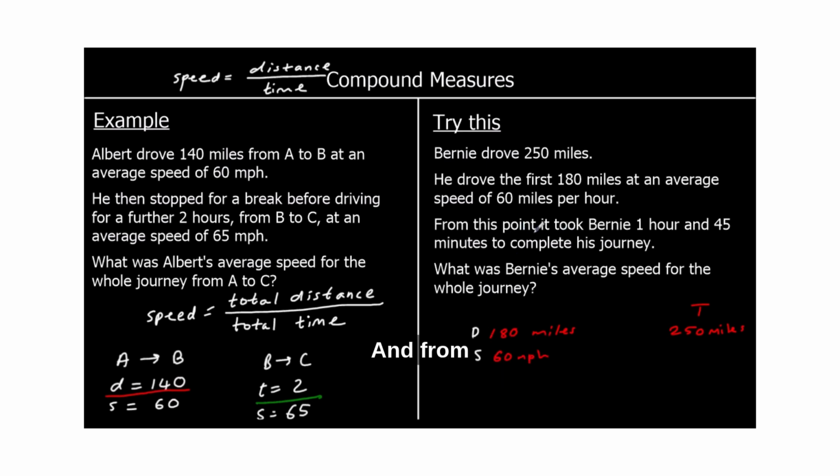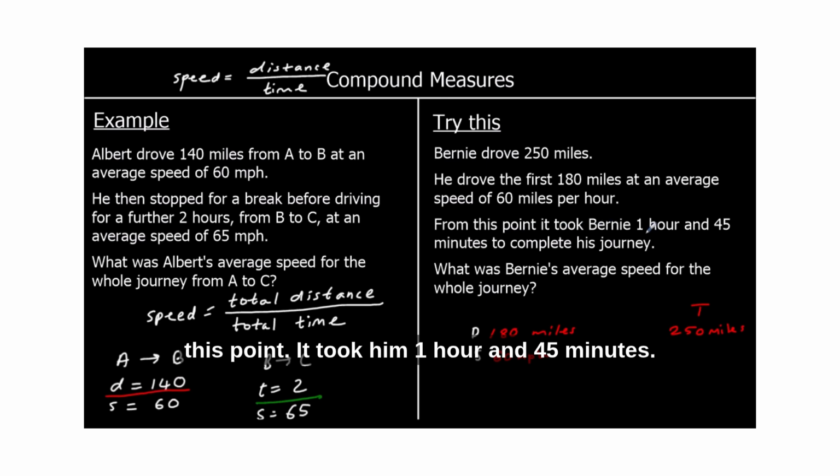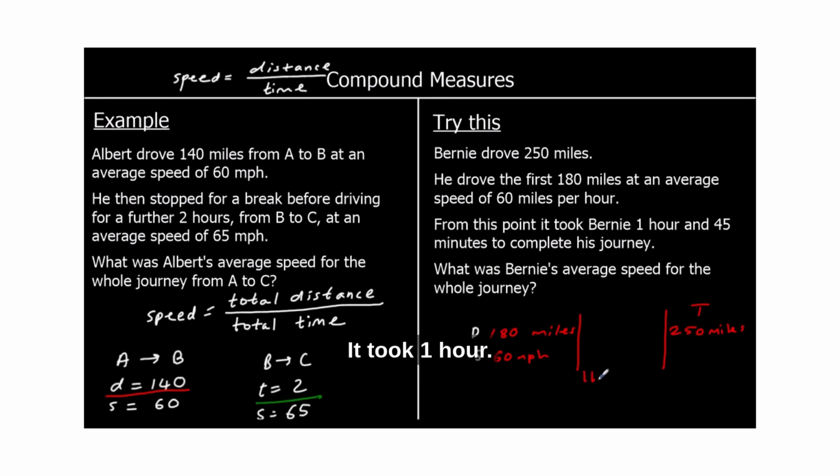And from this point, it took him 1 hour and 45 minutes to complete the journey. So for the second part of the journey, it took 1 hour 45 minutes, and that must have been 70 miles, because 250 take away 180 is 70. So again, we want the average speed for the whole journey.